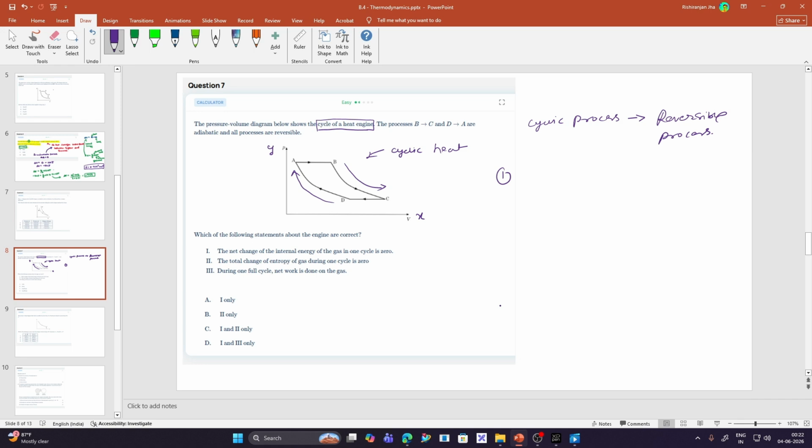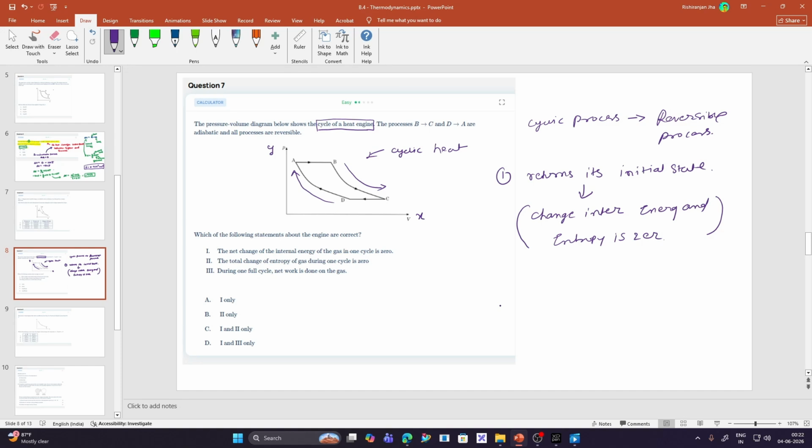As we say that the cyclic process always returns to its initial state, we can conclude from this that the change in internal energy and entropy is zero. So we have these two points from the cyclic state.